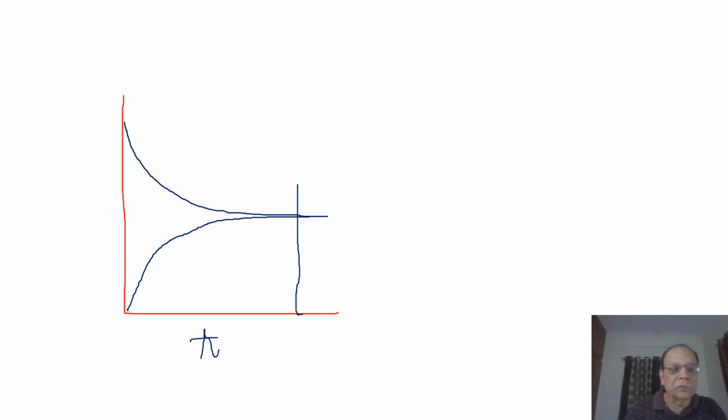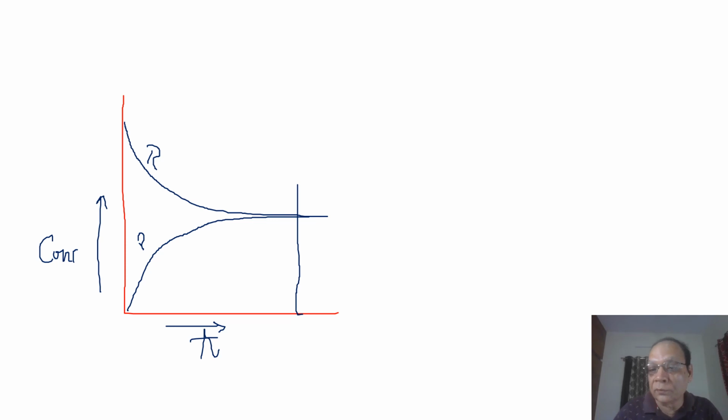This is time and this is concentration. Here we have the reactants and here we have the products, and this is the time, the variation of time. The time increases this way and the concentration increases in this direction.